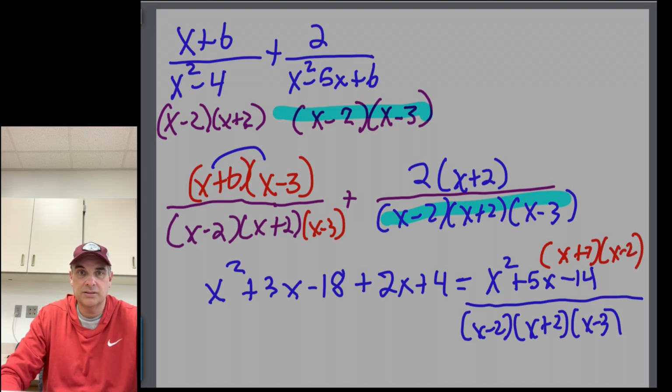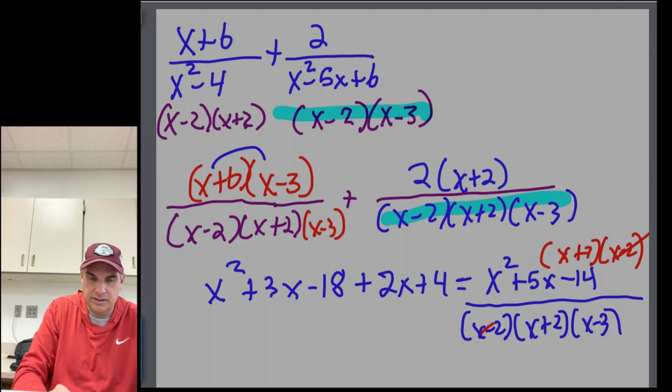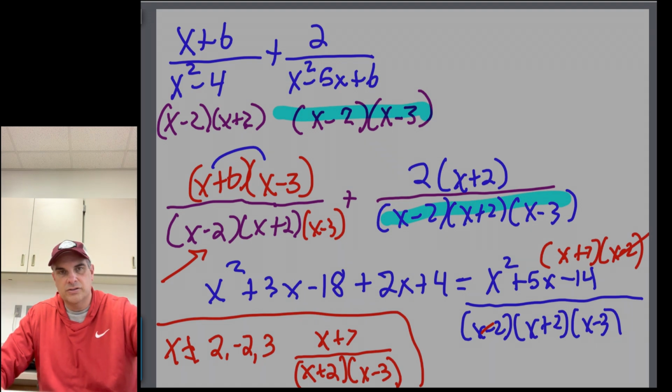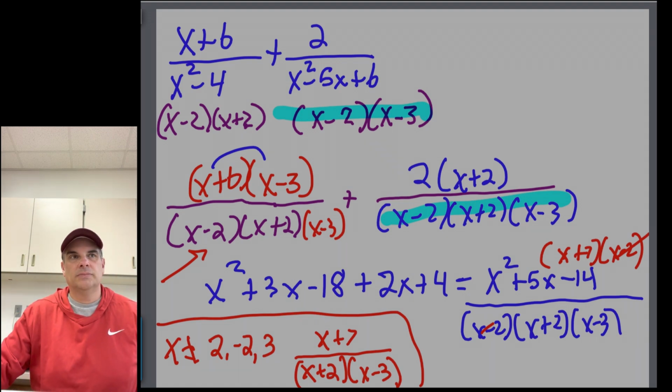And you always have to check. It's not always going to happen, but it does happen. So now I've got an x minus 2 in both the numerator and denominator. So we get a final answer of x plus 7 over x plus 2, x minus 3. Our excluded values: we go with the excluded values from what our least common multiple was. So x can't be 2, negative 2, or 3. So there's your solution for that one. Okay. So that's finding the sum and finding that least common multiple.